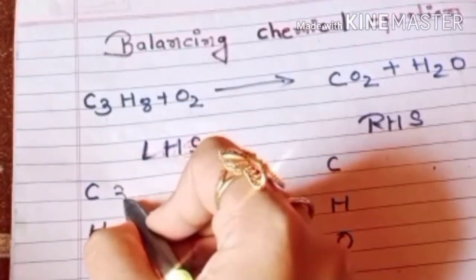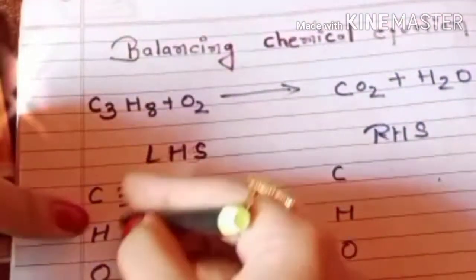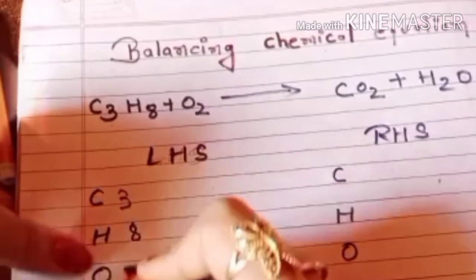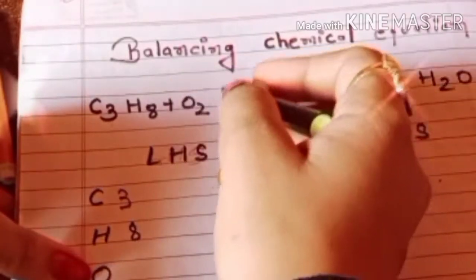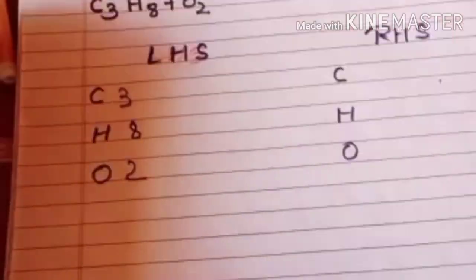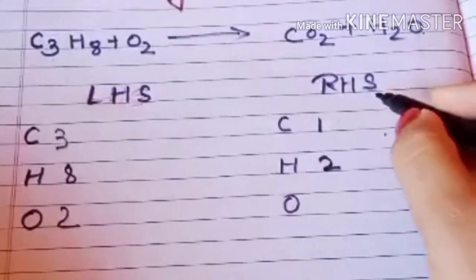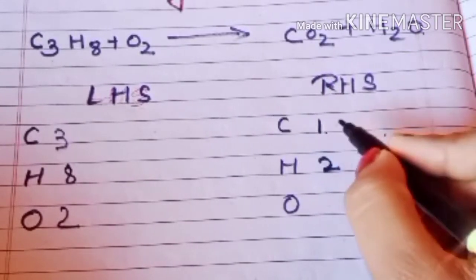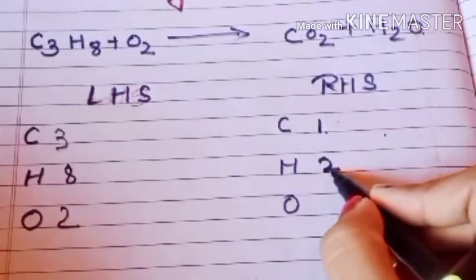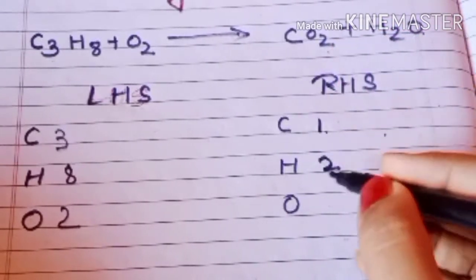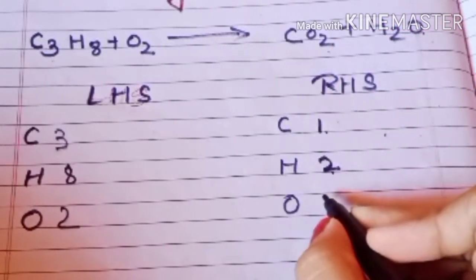Similarly H is 8. Then you have 8 hydrogen atoms, so you write here 8, and then you have 2 oxygen, so you write here 2. Simple. Check in RHS, there is 1 carbon atom, so you write here 1. Hydrogen is 2, so write here 2, and then oxygen is 2 plus 1, so total oxygen atoms present is 3.